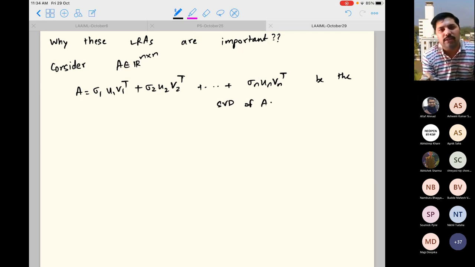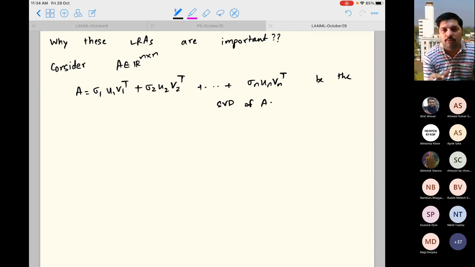Was this notation of SVD introduced in the class? Did you write SVD in this form? Do you know this? Can you confirm, Puneet? Yes, sir. Yes, sir. Yeah, this was done, right?